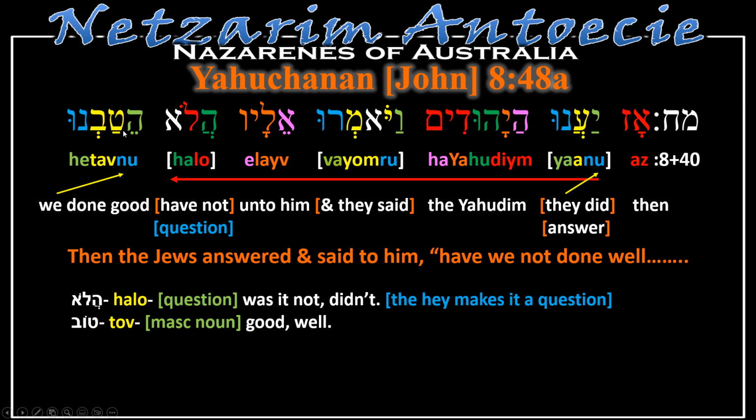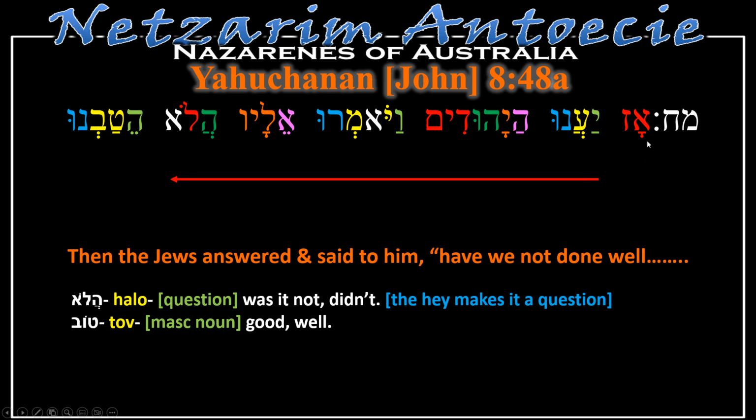It's like a Hiphil type. We caused to do good. Right, and of course I've given you tov, which is the masculine noun for good or well. And the translation, then the Jews answered and said to him, have we not done well? And they, of course, mean by saying that he has a demon, all right?